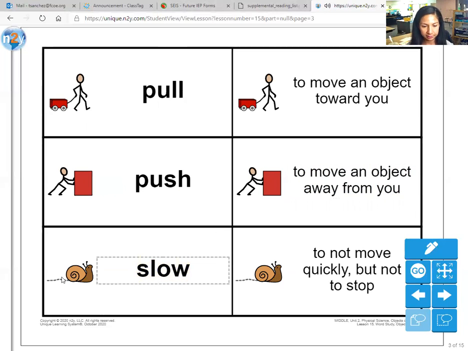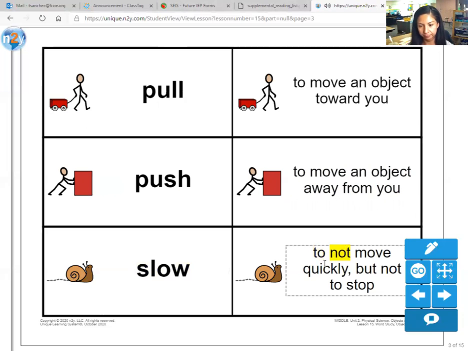Slow. Slow, like the snail. Have you seen a snail move? It's pretty slow. To not move quickly, but not to stop. Okay, slow is to move not quickly, not fast at all, but you're moving. You're still moving. You're not stopping. Like a snail. A snail does not move fast at all, but it's still moving.